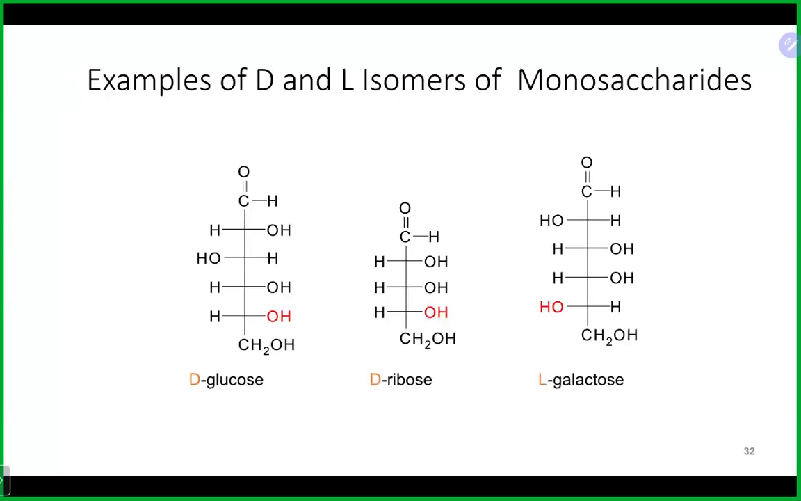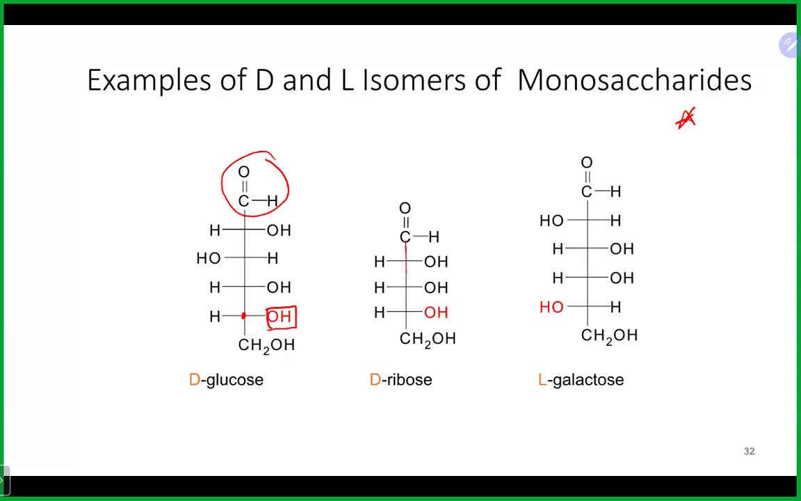Here are some examples of D and L monosaccharides. You probably should put a little star on this one. You do need to be able to recognize these, not necessarily draw them, but if you see the picture, recognize glucose, ribose, and galactose. And here again, looking at the furthest chirocarbon from our functional group, going to be this one right here, OH on the right-hand side, which would be D, and that would be glucose.